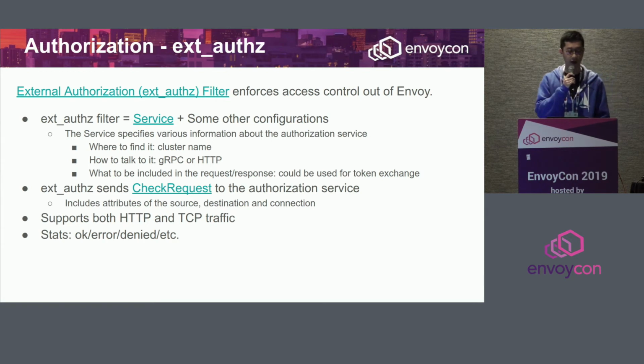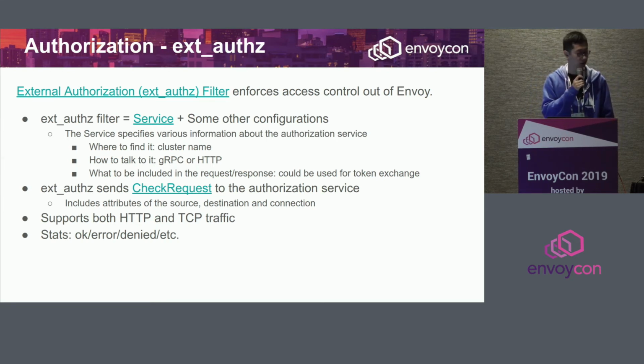The service defines various information about the authorization service, like where to find it and how to talk to it. You can implement it in either HTTP or gRPC, and define what to be included in the request and response. You can return allow, or deny from your external authorization service, or you can include some additional header to the upstream service so that it can be used for, like, a token exchange.